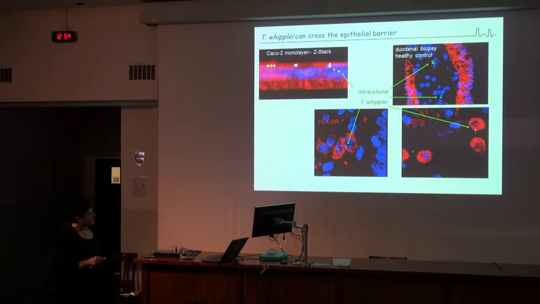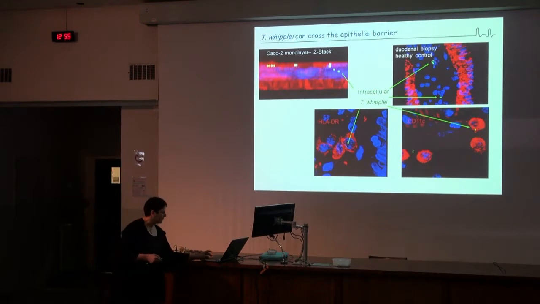And we see that also in the duodenal biopsies, the bacteria can enter the lamina propria and can be found in cells in the lamina propria. And when we have a closer look at which cells the bacteria are ingested, we see that these are cells that are positive for HLA-DR and for CD11c. That means they are antigen-presenting cells.